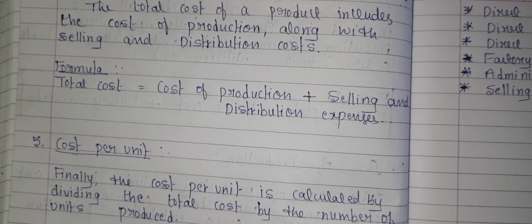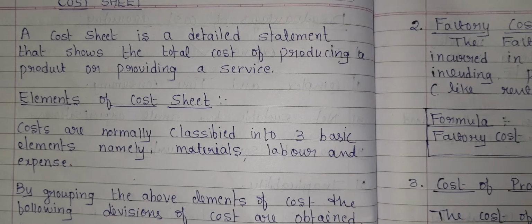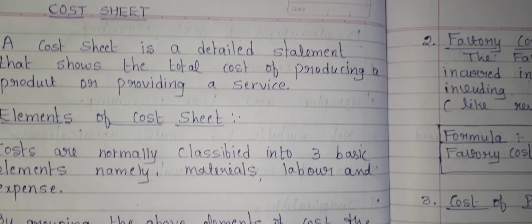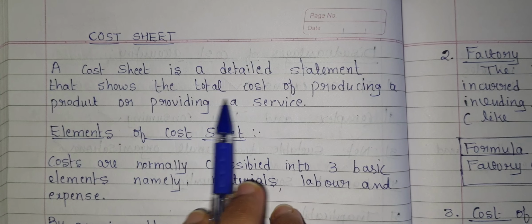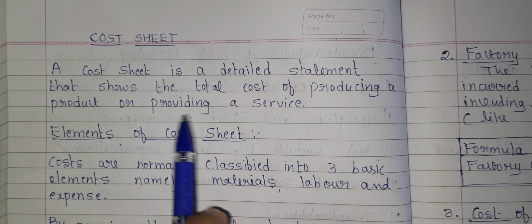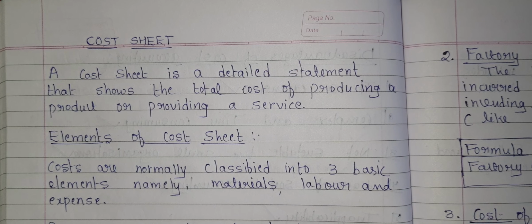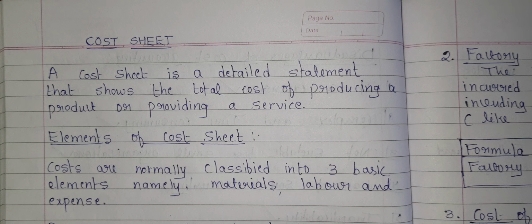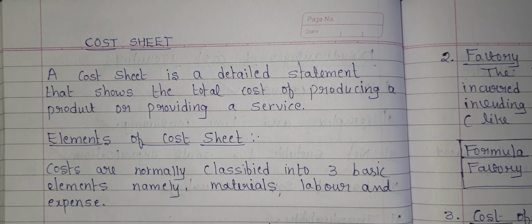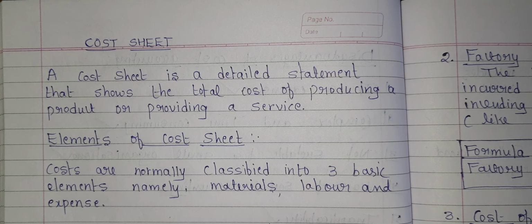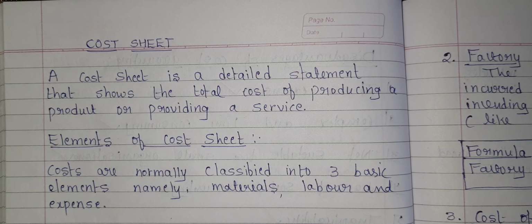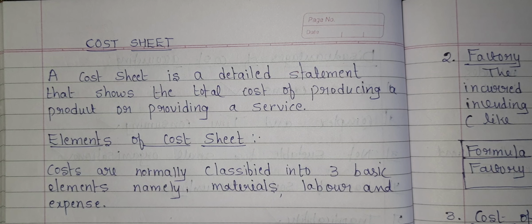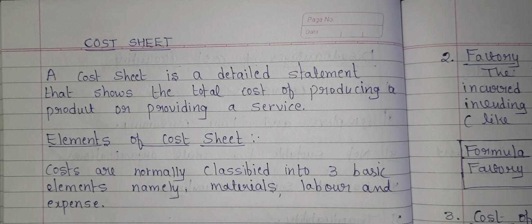Now we will see what exactly is a cost sheet. A cost sheet is a detailed statement that shows the total cost of producing a product or providing a service. It means the cost sheet provides the total cost. What is the total cost of producing a product or providing a service? It is an essential tool for companies to understand their costs and set appropriate prices.